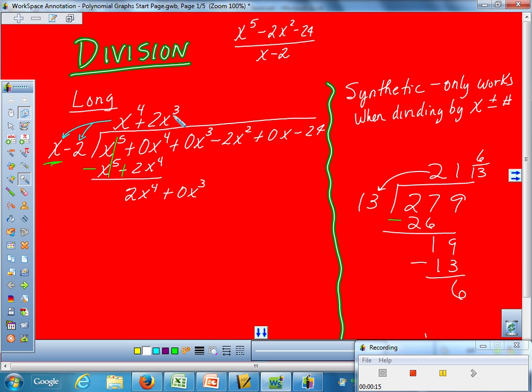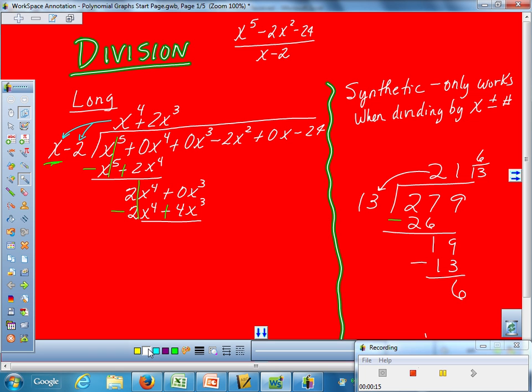2x to the third times x will make 2x to the fourth. 2x cubed times negative 2. Yeah. Okay, and once again, do what? Subtract. Change your signs, change your signs. So that's a minus. Now that's a plus. The 2x to the fourths are gone.